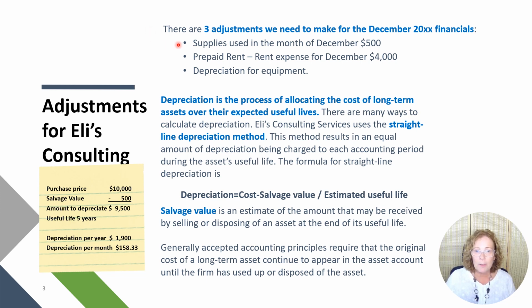The first adjustment is related to supplies that were used up in December for $500. We also have prepaid rent, and we need to record the rent expense for December for $4,000. In addition to that, we need to record the depreciation for the equipment that was purchased.